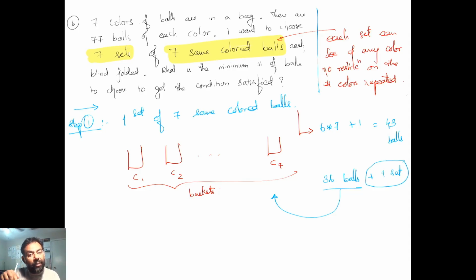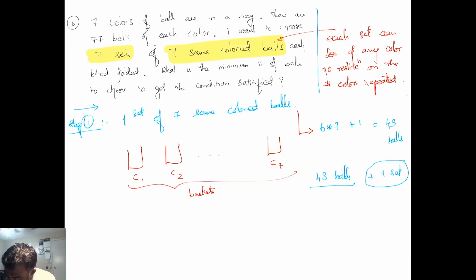So at this point, what is left? You have 7 buckets and you have 36 balls dropped inside those buckets. If I just throw 7 more balls, I'll again go back to the 43 balls. And at that point, I'll have my second set, correct? So to get my second set, what should I have done? I should basically have 43 balls plus the one set. That means I would have got my second set as well, right?